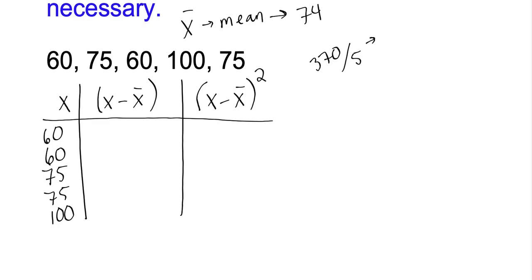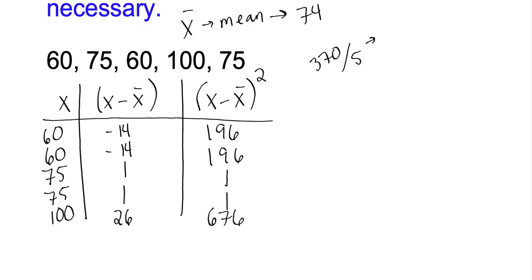So now we're going to subtract 74 from all these and square those numbers. So 60 minus 74 is a negative 14. Negative 14 squared, 196. Okay? Same thing here, negative 14, 196, and then we got 75 minus 74, which is a 1. That'll just be a 1 here. Same thing here, 1, 1. And then 100 minus 74 is 26. So 26 squared is 676.